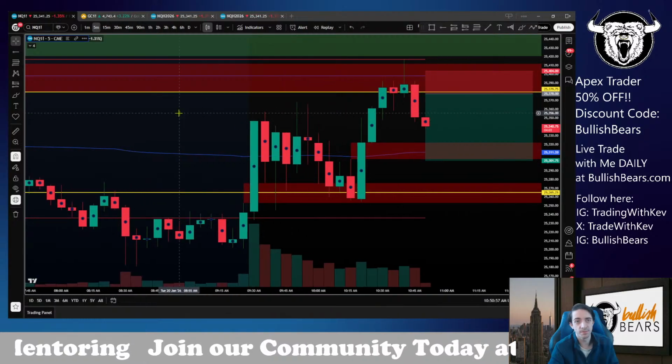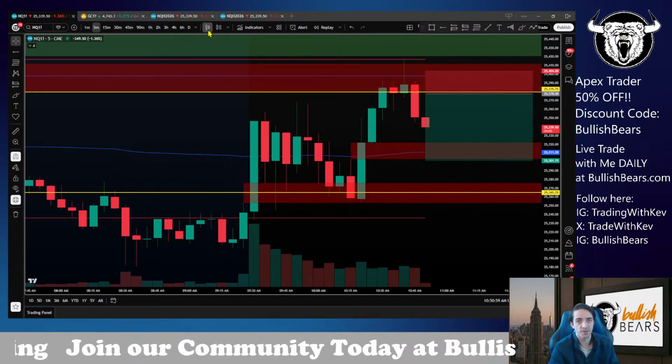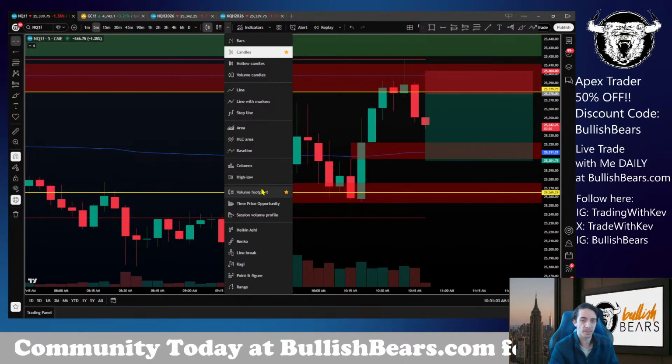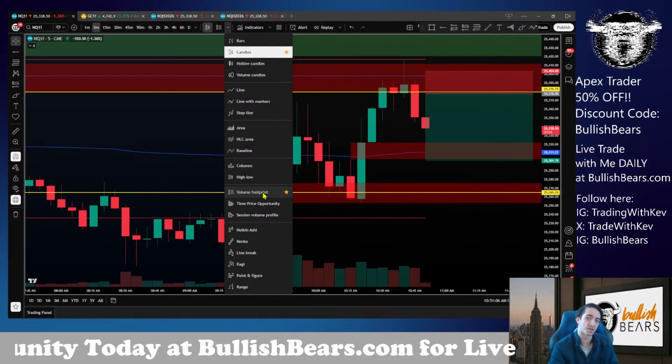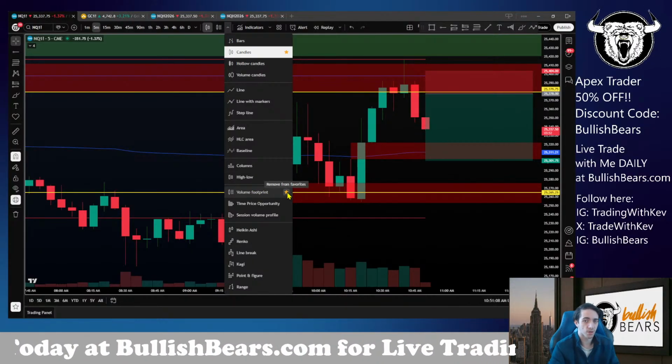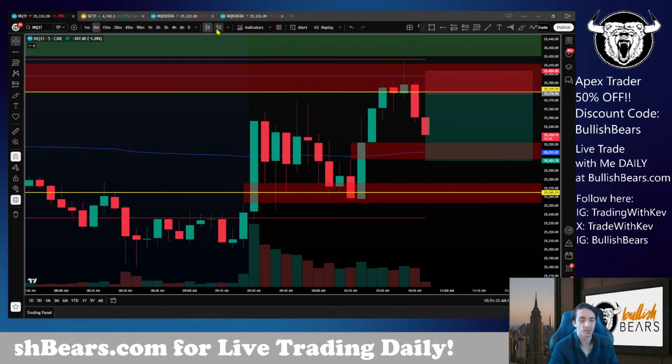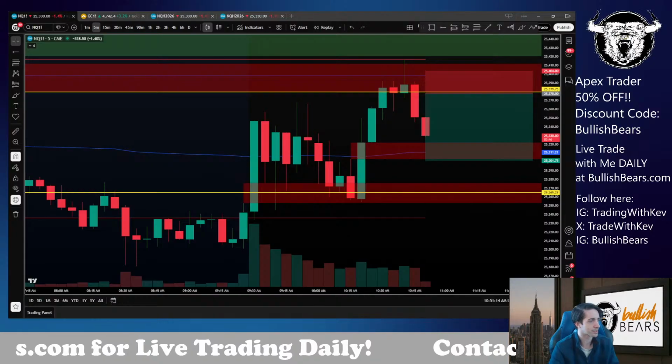Once you have Premium, you're just going to come up to wherever your candles are, and then you're going to hit the little arrow next to it and come down, it's under volume footprint. Now what I like to do is star the footprint and star the candles, so that both of them are right there and I can easily switch back and forth between the two.